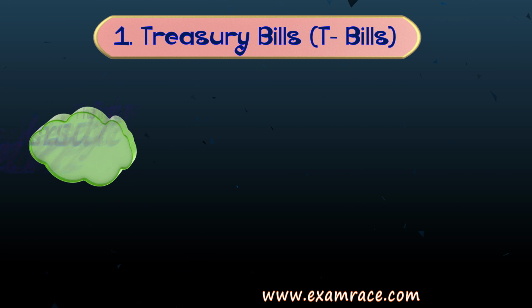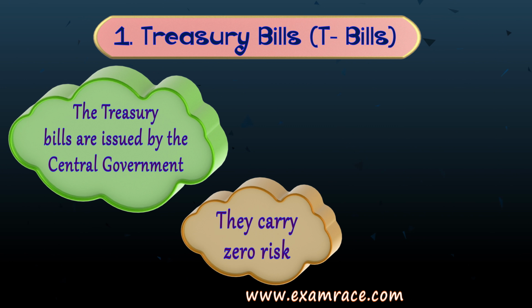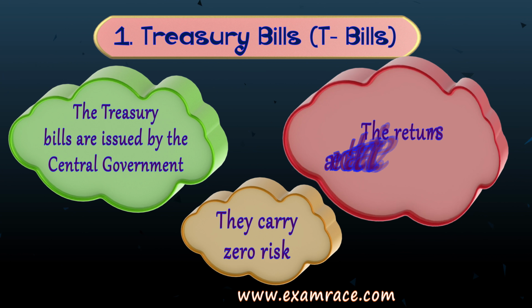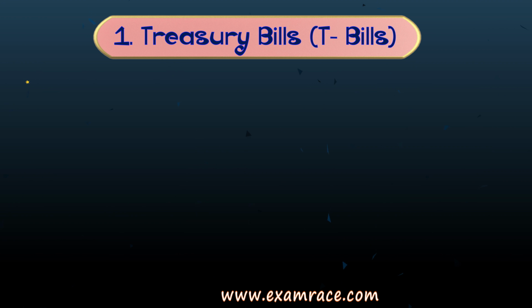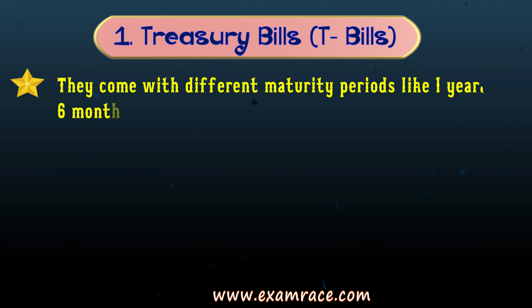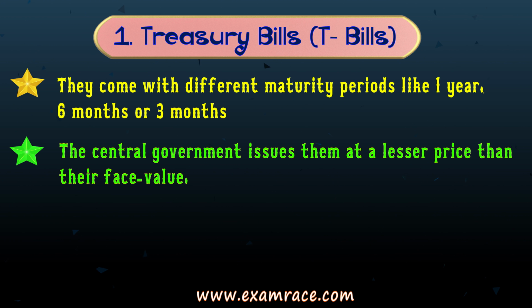Treasury bills are issued by central government and are one of the safe money market instruments. In treasury bills, the returns are not that attractive. They are zero risk instruments. They come in the maturity of 3 months, 6 months, and 1 year. The central government issues treasury bills at a price less than their face value, and the difference between the buy price and the maturity value is the interest earned on the instrument. The buy value of treasury bill is determined by the bidding process through auctions.